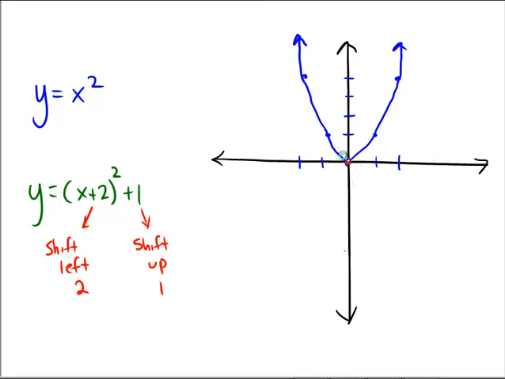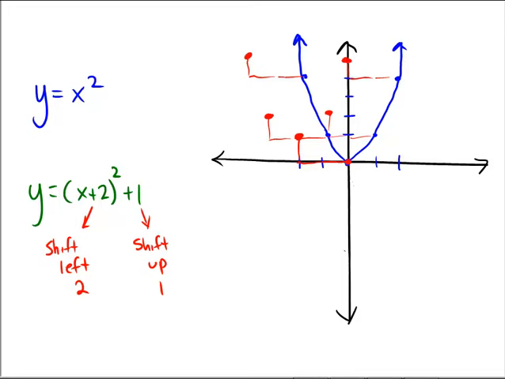So there's 1 point, we're going to shift left 2, up 1. We're going to take this one here and move left 2 and up 1. This one's going to move left 2 and up 1. This one's going to move left 2, up 1. And finally, this one's going to move, boom, left 2 and up 1.